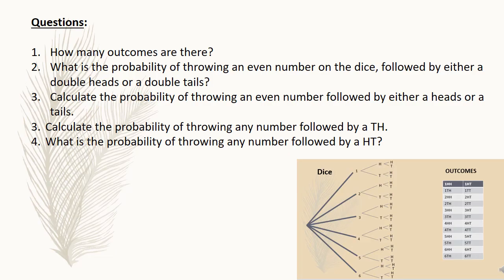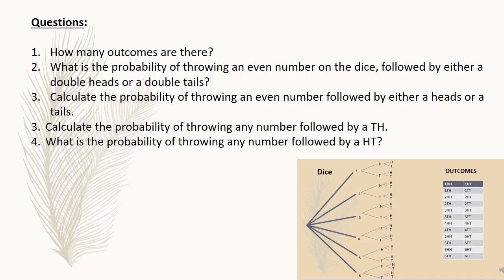Number 3, calculate the probability of throwing an even number followed by either a heads or a tails, and then either heads or tails again. So followed by anything. What is the probability of throwing an even number? So even numbers are 2s, 4s, and 6s, followed by anything. So you include anything that has a 2, a 4, and a 6 in front of it.